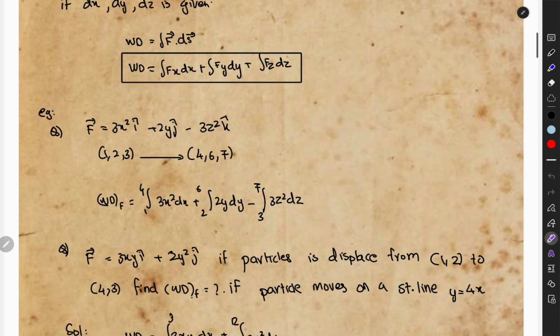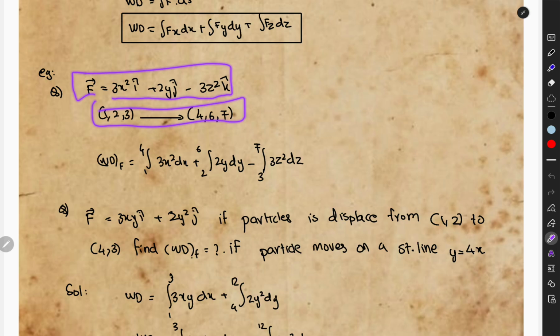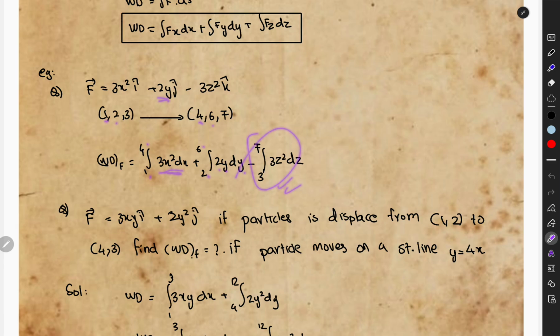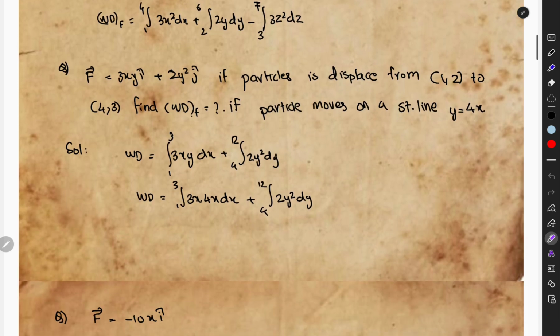So let's see a question to clarify this. Let's say the force is this and we need to find the work done. So force is equal to 3x square. This is the dx component, right? So 3x square dx, and it goes from 1 to 4. And then 2 to 6, 2y, which is this dy, and I hope you understand this also. If you integrate this, the answer will be right in front of you.